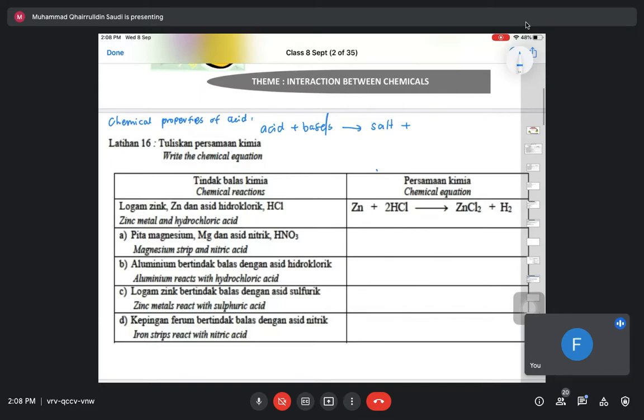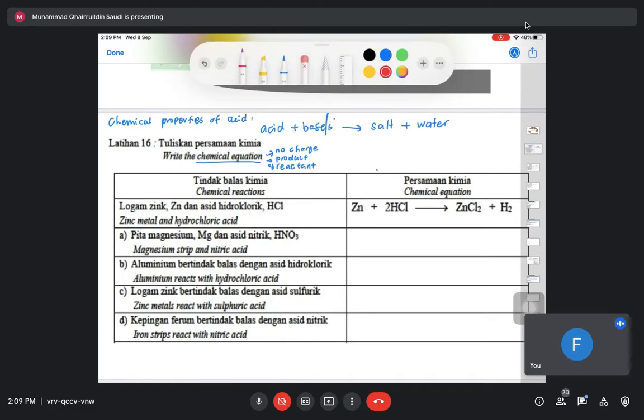So this will be your guideline for you to be able to write down your chemical equation. Remember, in a chemical equation there are no charges. Everything must be neutral, and we must have product and reactant. This bit is reactant, this bit is product. So you will have two reactants and two products. Let's see. First one is already done for you.